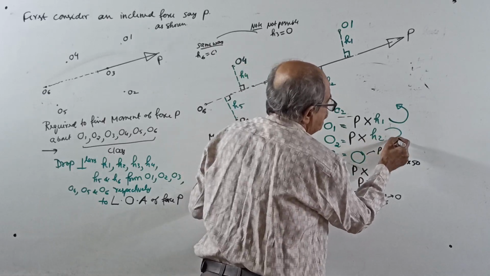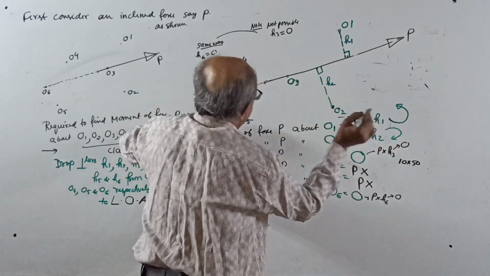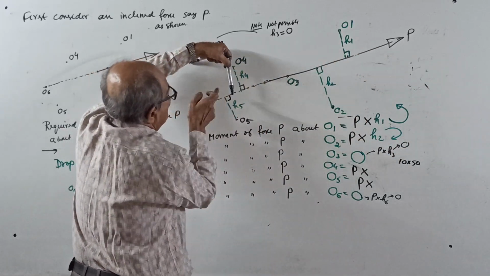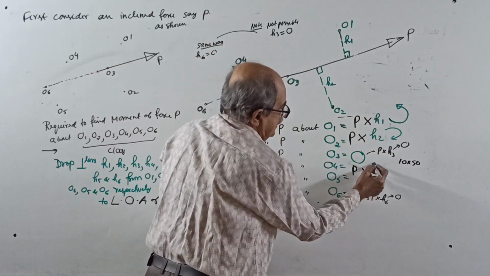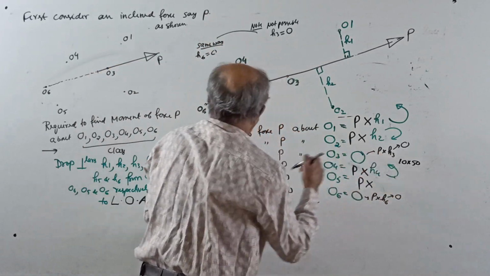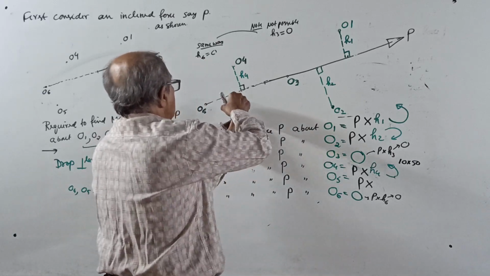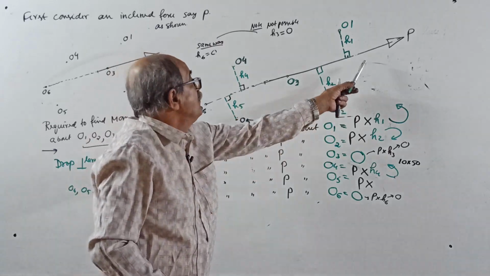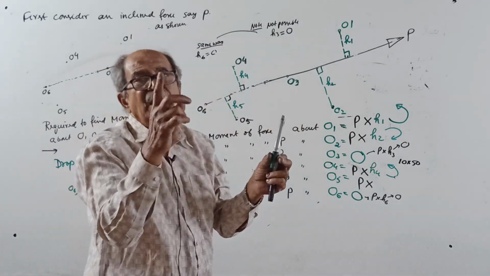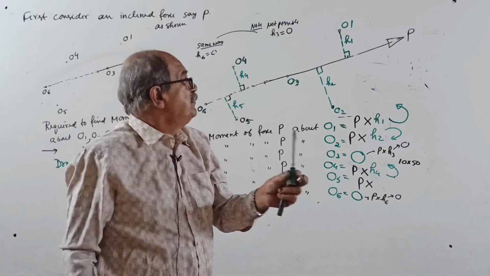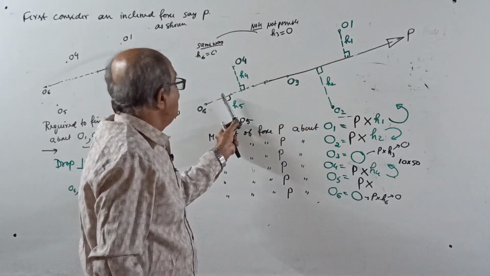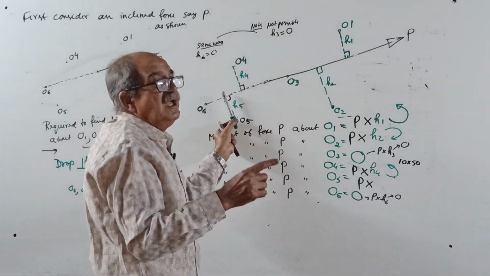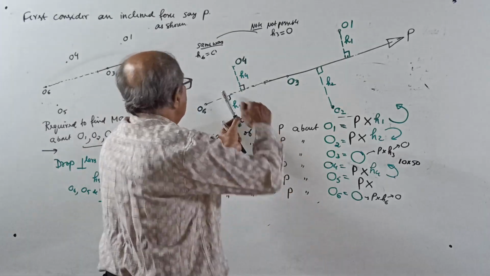H2 clockwise, 0, leave it. H4 anti-clockwise. See, your pencil should be perpendicular to the line of action of force. Holding, I will not tell again. This pencil should be perpendicular to the force and holding should be where you want moment. Don't hold here. About which point you want moment, hold there.